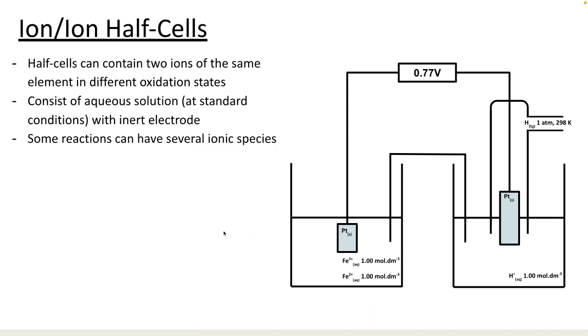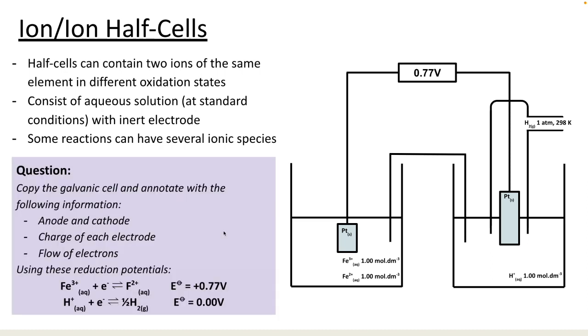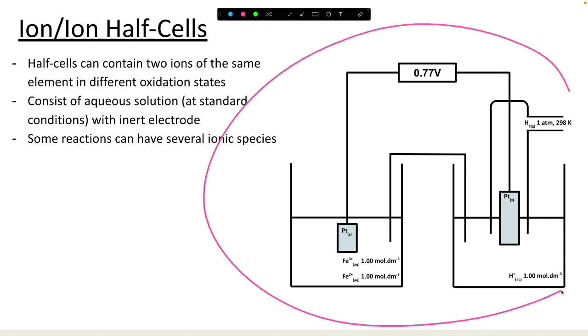So look, here's another one: some reactions can also have several ionic species. So if it's important for the redox, you've got to include it in your half reaction. But look, let's just not look at that right now. Let's just have a look at the differences that we have here.